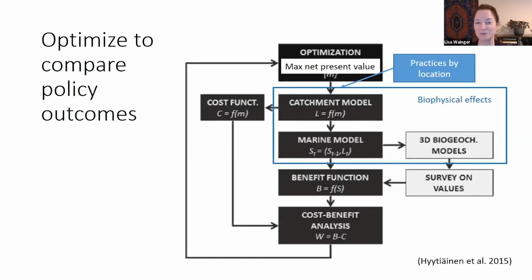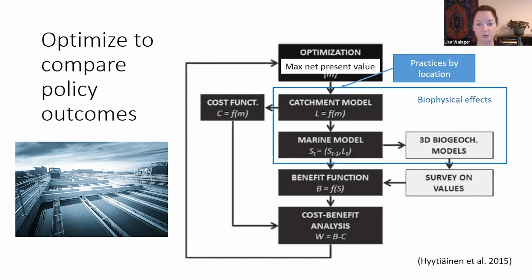This is your basic optimization idea, is that you establish what you're trying to optimize. And in this case, they were looking at maximizing the net present value. They're looking at using a biophysical model. So there's a watershed model, there's a model of the marine system itself. It can be very complicated and have many pieces, but this is what tells you if I impose these management actions, such as best management practices or wastewater treatment plant upgrades, I will get this kind of biophysical result, like oxygen levels or something like that. And then the survey on values tells you how much people value that outcome.